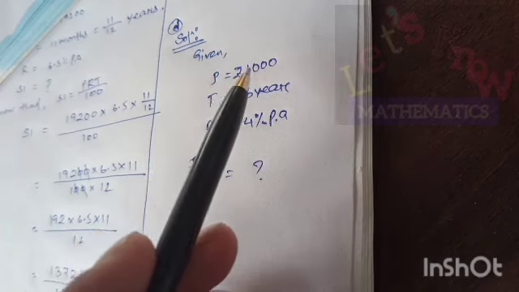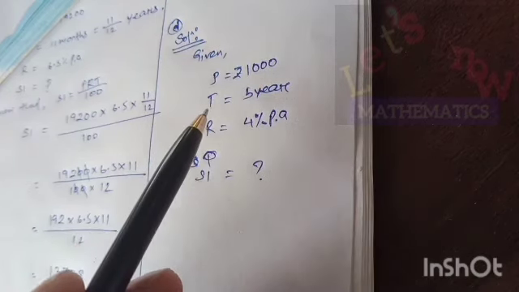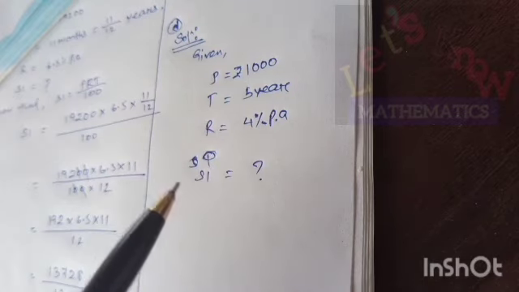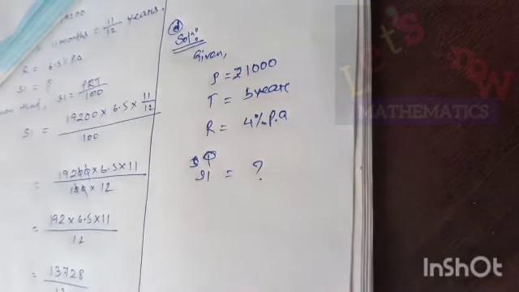Principal amount is how much? 1000. Time is given how much? 5 years. Rate of interest is given how much? 4% per annum. So you need to find the simple interest. Same formula, same procedure you follow and find.